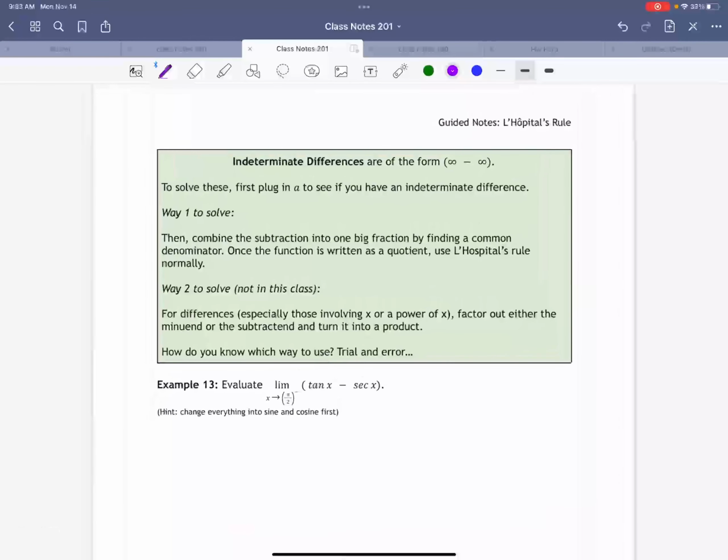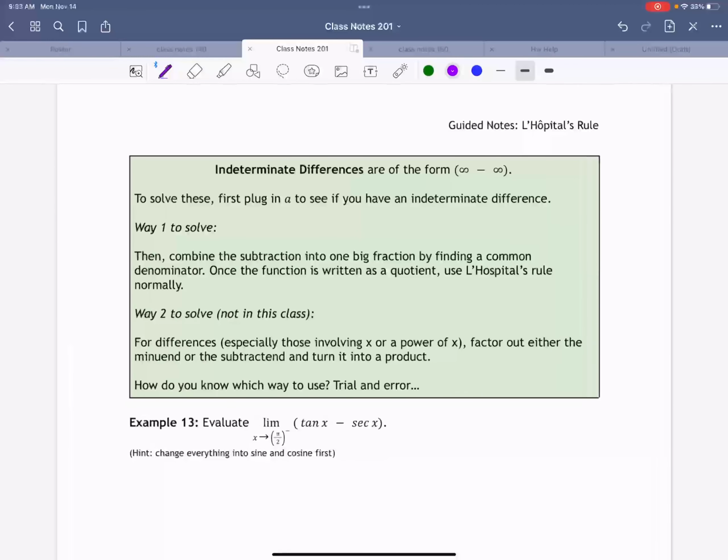Before we do example number 12, let me just tell you what we did here. Indeterminate differences is what we call something when we plug in and we get infinity minus infinity. Whenever we see this, it's an indeterminate difference. The way we go about it is the same as with a product: we turn the subtraction into one big fraction and then take the derivative. Basically, we do that by finding a common denominator. There's another way we can do this, but let's not worry about that. All right.